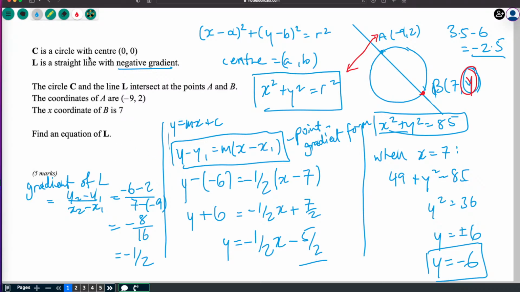Okay, so final solution there. Final solution. I was going for a red tick. Negative half x take 5 on 2.